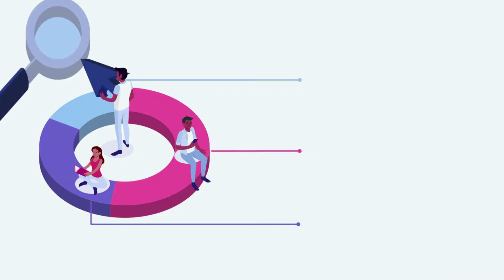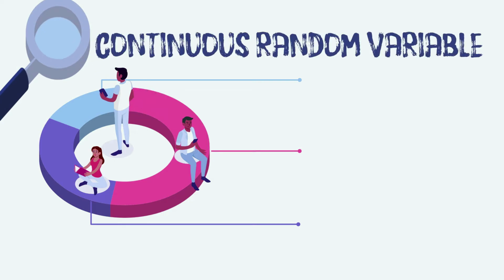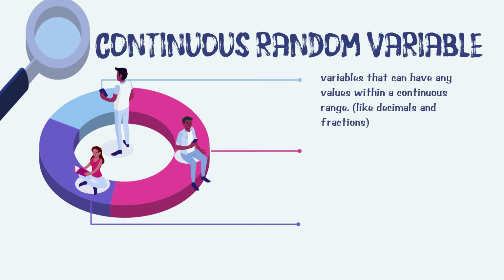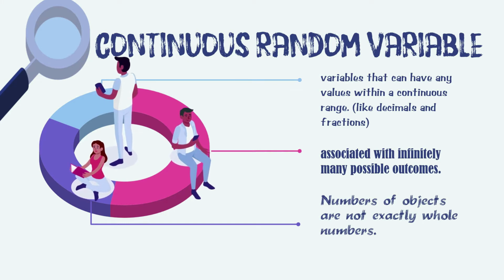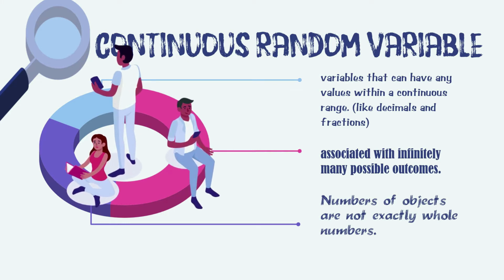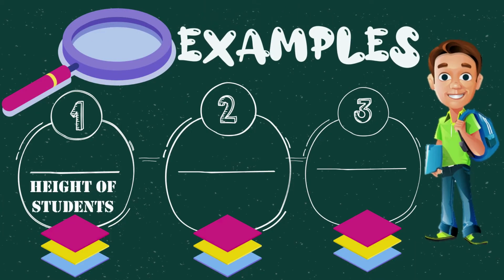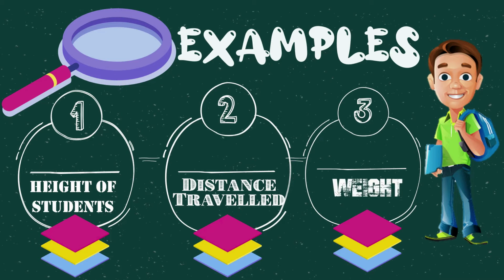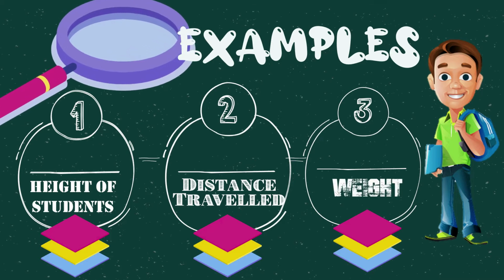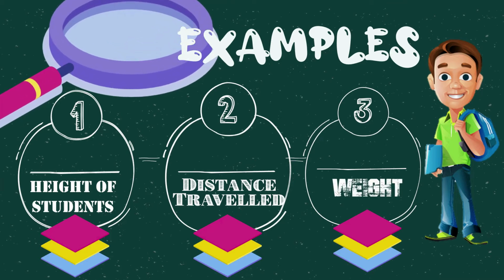The second type of random variable is the continuous random variable. Continuous random variables are variables that can have any values within a continuous range. Like decimals and fractions, they are associated with infinitely many possible outcomes. And the number of objects are not exactly whole numbers. For example, height of students, the distance traveled by a biker, and the weight of a newborn baby. These values may not take exactly whole numbers, but may represent decimals and fractions.